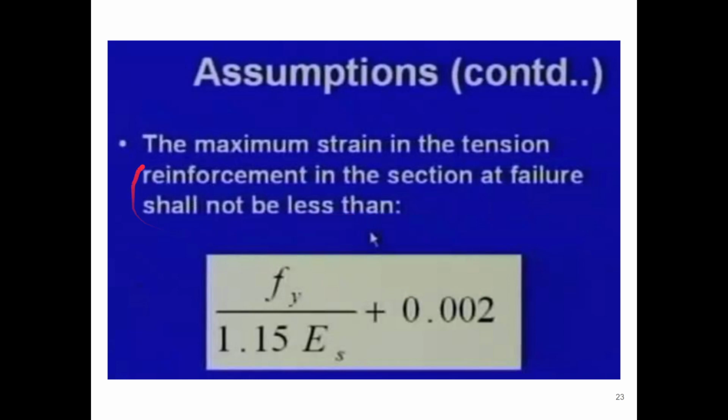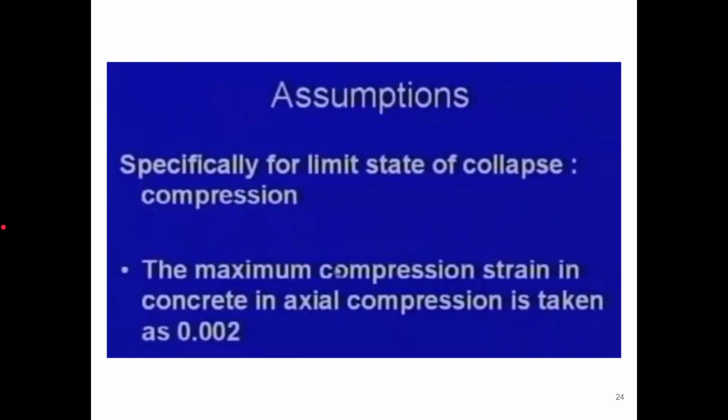And as we all know, the maximum strain in the tension reinforcement in the section at failure shall not be less than fy by 1.15 Es plus 0.002, or 0.87 fy by Es plus 0.002, right? So this is the limiting strain. It should be greater than this limiting value. In the case of compression, it is 0.0035. In case of steel, it should be greater than fy by 1.15 Es plus 0.002. So the maximum strain is basically a function of the yield strength of the reinforcing bar. So that is what is taken.